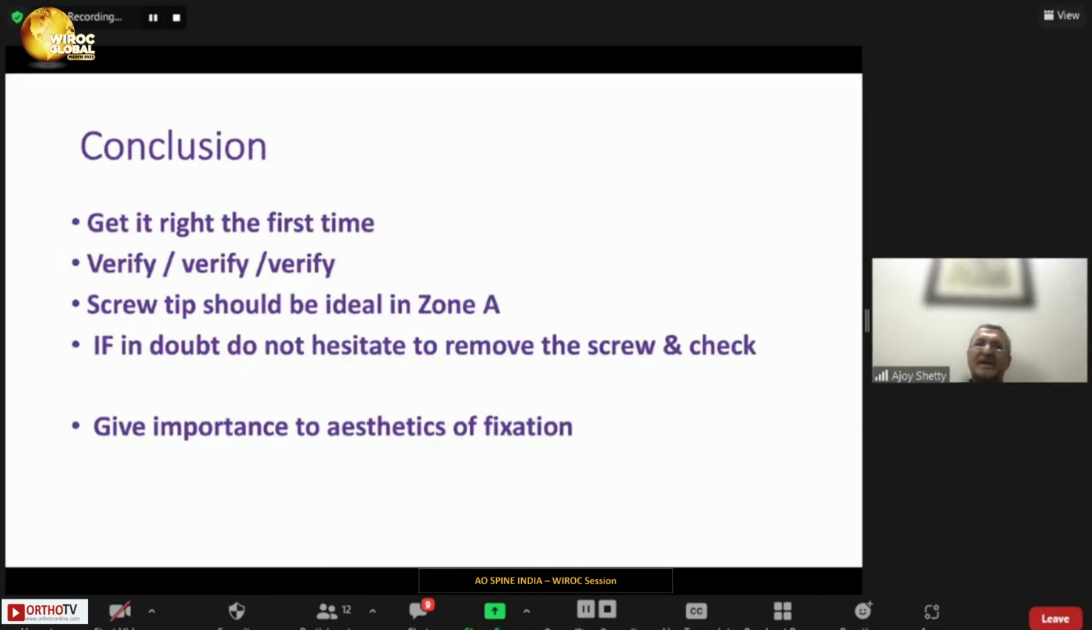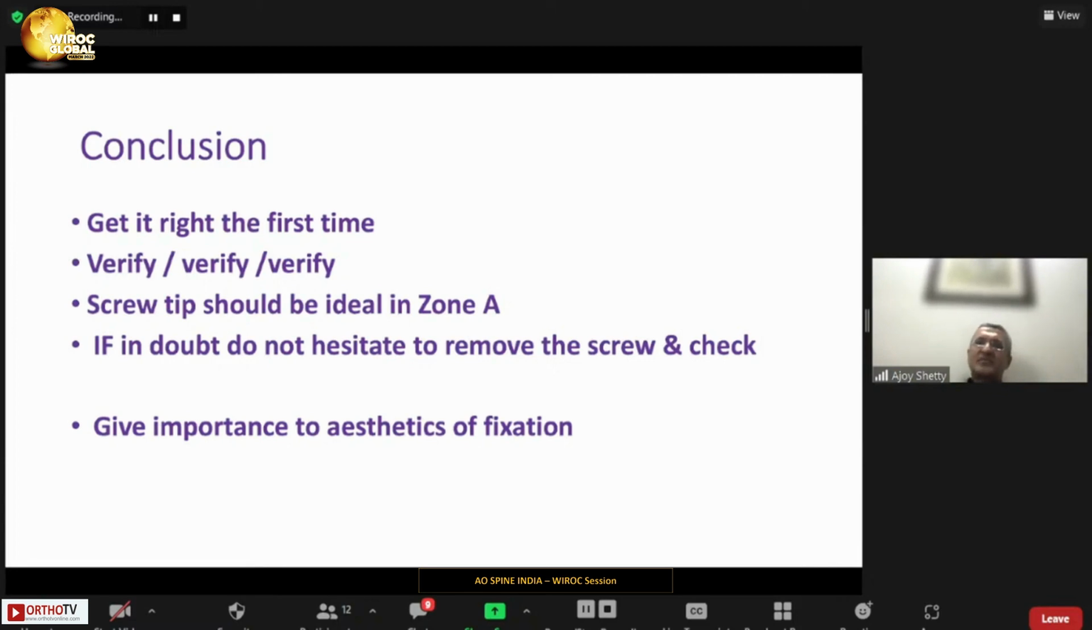To conclude, get it right the first time. Always verify. Imaging is not only to look at the level, imaging is not only to see that a screw is inside, but try to get it aesthetically nice. Having said that, I am not the one who usually aims to do that, but I would definitely recommend it.